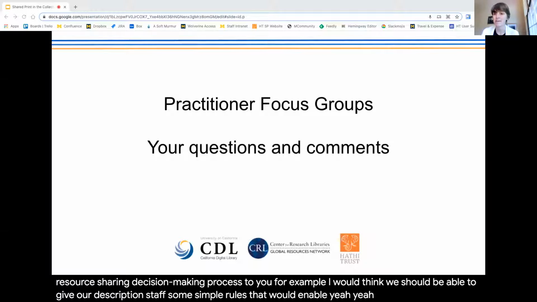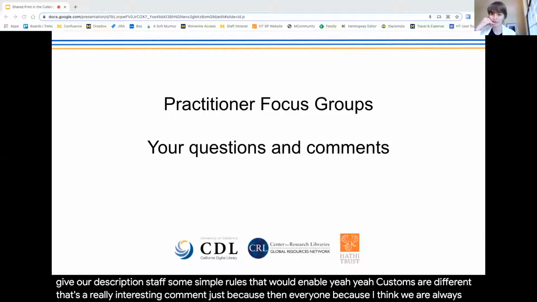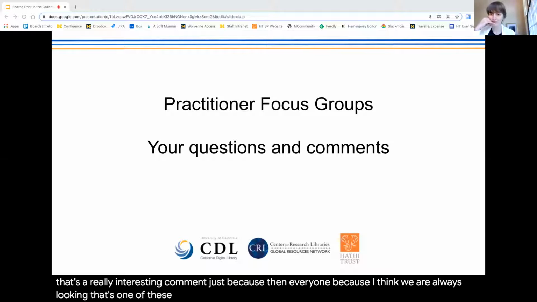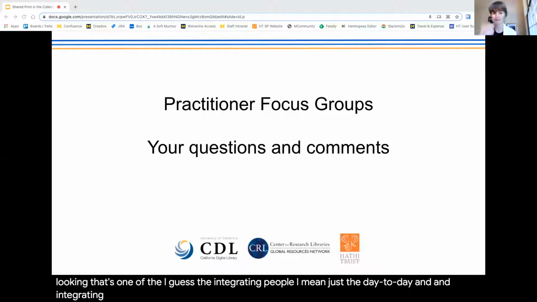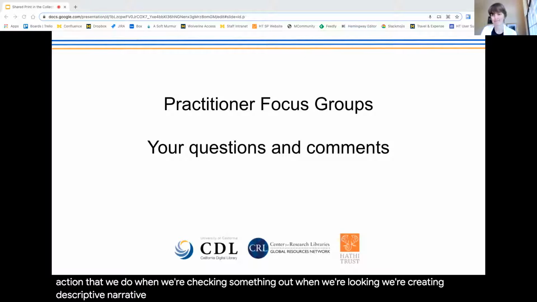Allison, maybe I'll jump in. I think that's a really interesting comment, Jeff, because we are always looking at integrating shared print into the day-to-day, having it embedded in every action that we do, when we're checking something out, when we're looking, when we're creating descriptive metadata, when we're doing any of that.